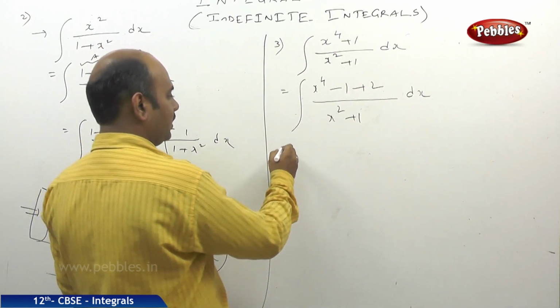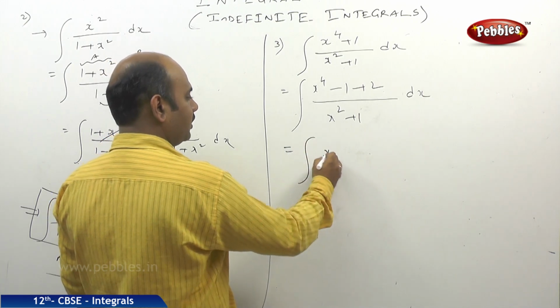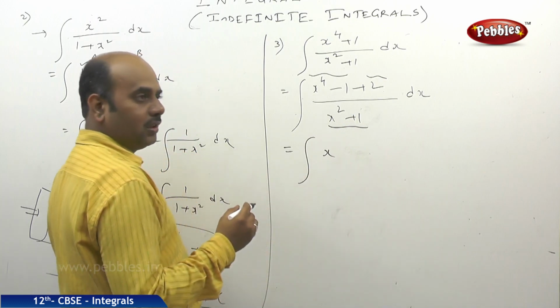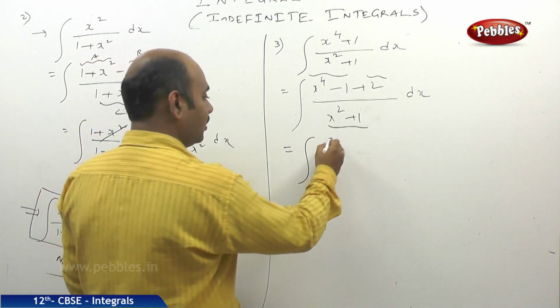So what happens finally? If you observe carefully, again this is a, this is b, this is c. So a by c plus b by c. So what happens?